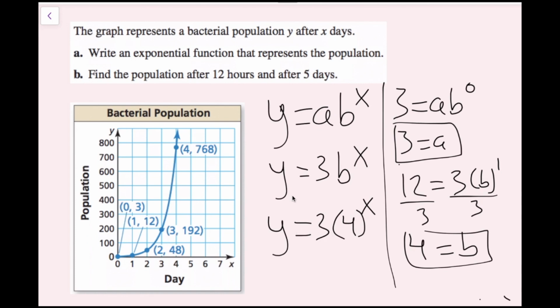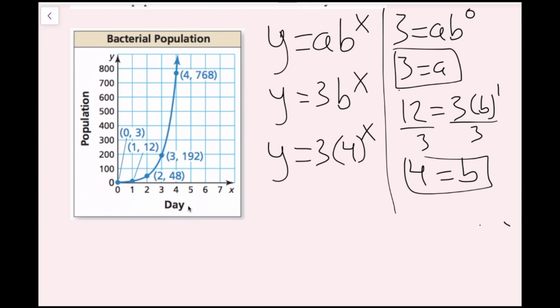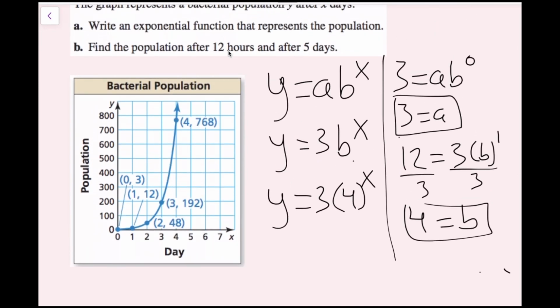But now I want to find the population after 12 hours and after 5 days. So notice, x is the amount of days. And if we go back up here, this is the amount of hours. We want to find the population after 12 hours here. Well, 12 hours is just half of a day. So this is when x would be 1/2. Okay, so I can just plug 1/2 in here and find my population after 12 hours.